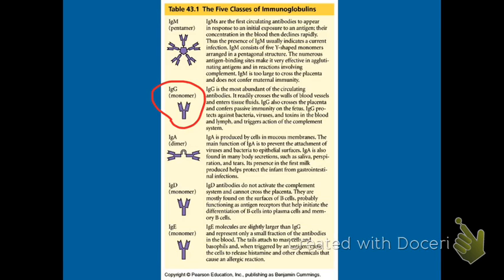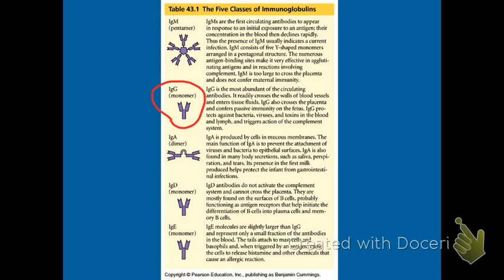So if you read through this, it's the most abundant circulating antibody. It does cross blood vessels and enter tissue fluids. It also crosses the placenta and confers passive immunity on the fetus, protects against bacteria, viruses, and toxins in the blood and lymph, and triggers action of the complement system. Okay, so that's your main antibody.